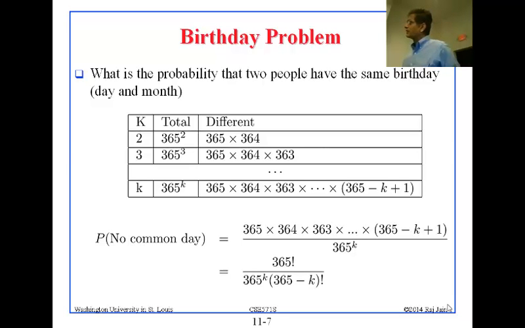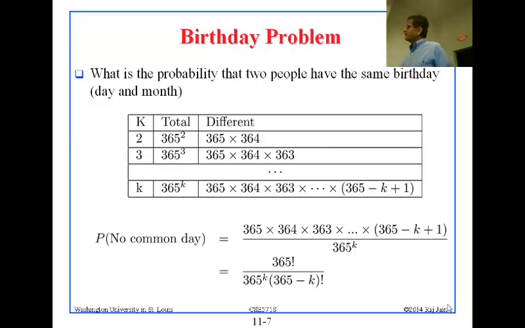So the total number of possibilities is actually 365 squared, but out of those, 365 times 364 would result in different birthdays for two people. Right? For three people, the total number of possibilities is 365 raised to 3, but only 365 times 364 times 363 possibilities will result in different birthdays for all three people. No collision.